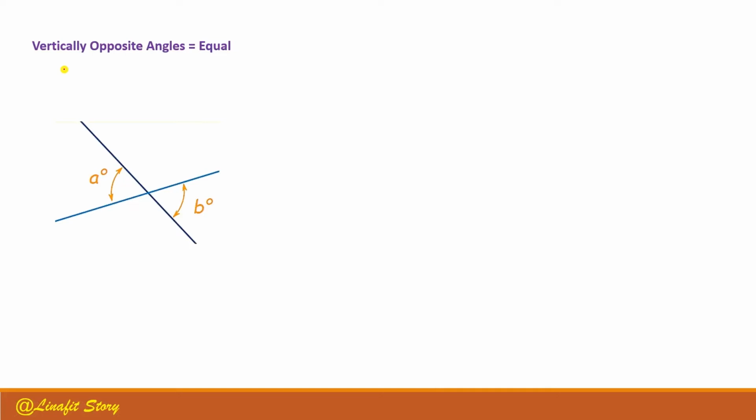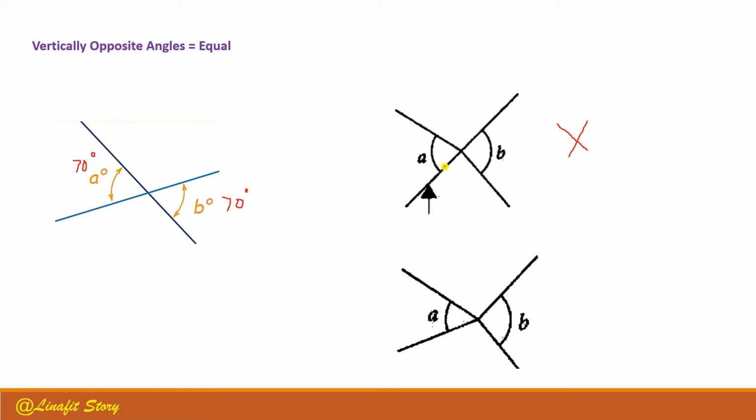Vertically opposite angles are the angles opposite each other when two lines cross. Vertically opposite angles are equal. For example, if this is A 70 degrees, so B is also 70 degrees. This figure is not vertically opposite angle. Why? Because only one straight line. This is also not vertically opposite angle. Why? Because there is no straight line.